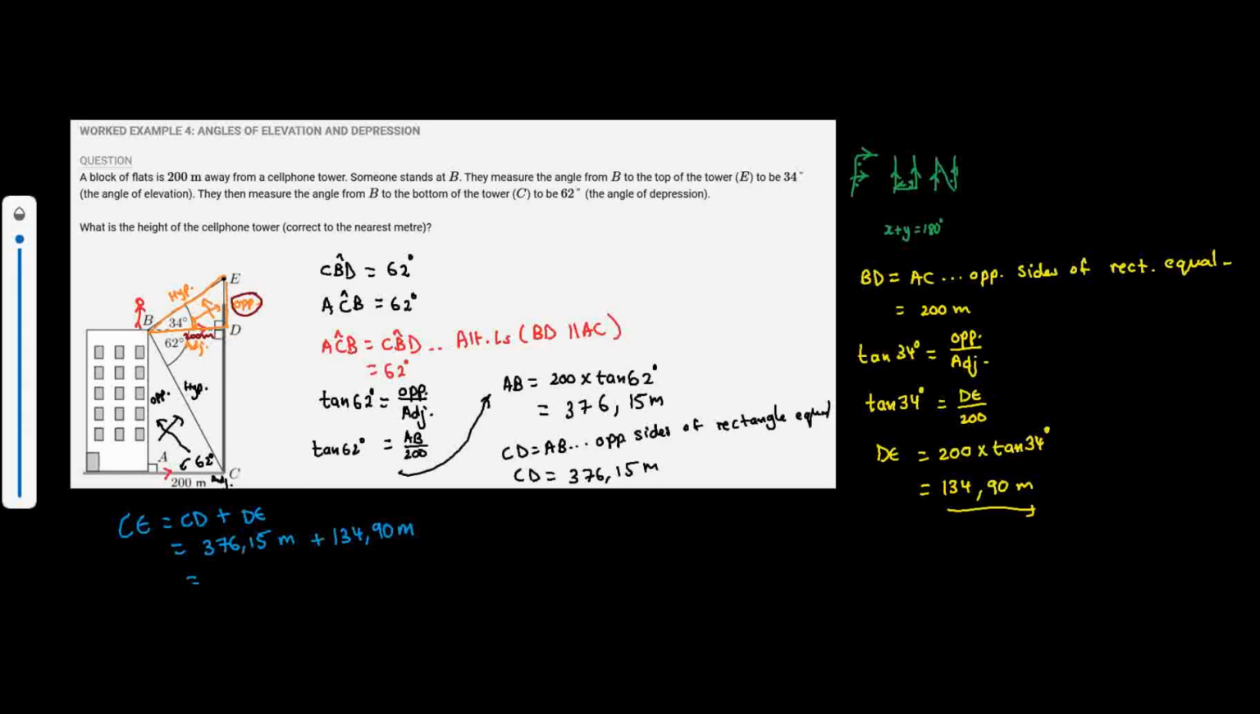We can add the two together and we get the length of this tower, which is 511.05. And again, the importance of reading the question: they said correct to the nearest meter. So what will that be? That will be approximately 511 meters. And that is the length of this tower. So what we just calculated was the length of CE, which is 511 meters, approximately, if you correct to the nearest meter.